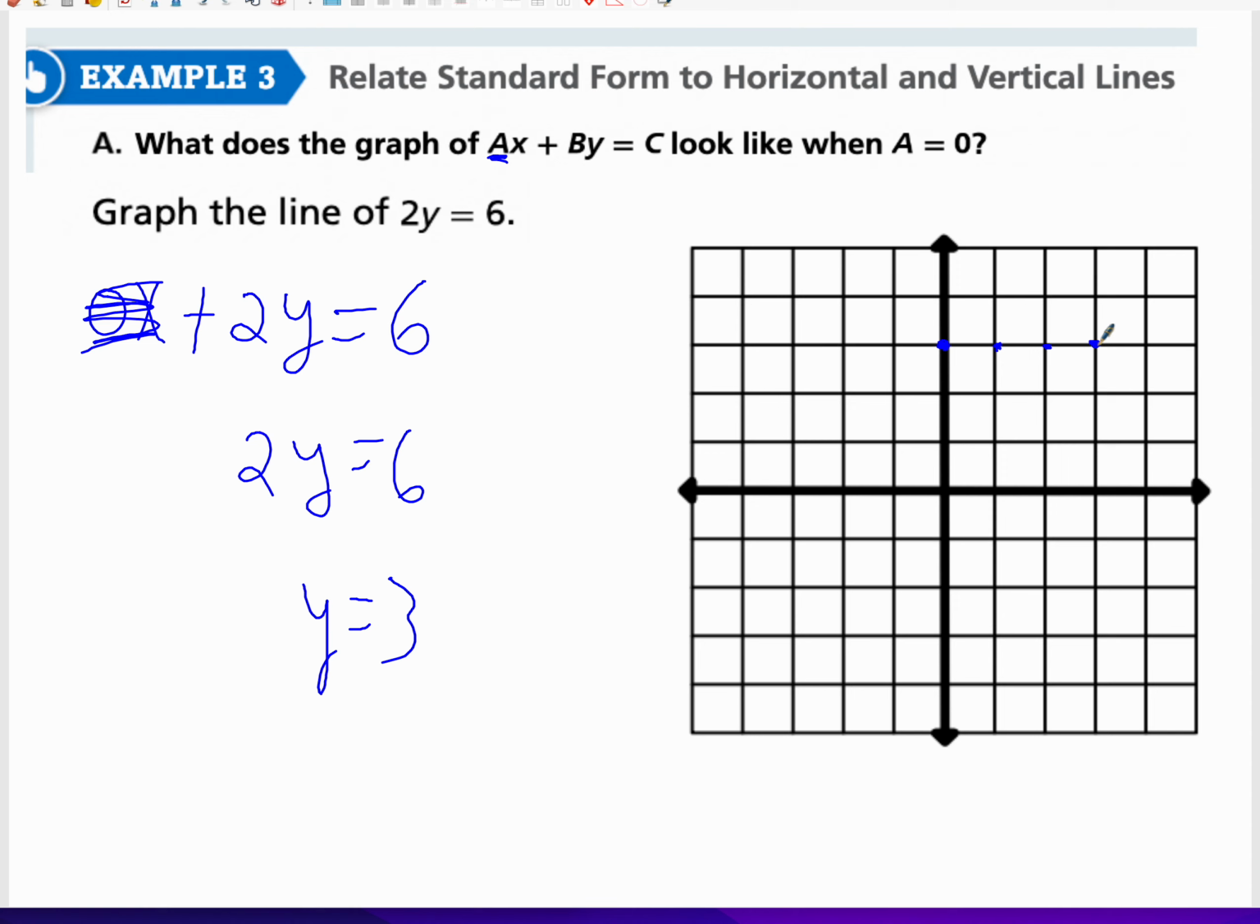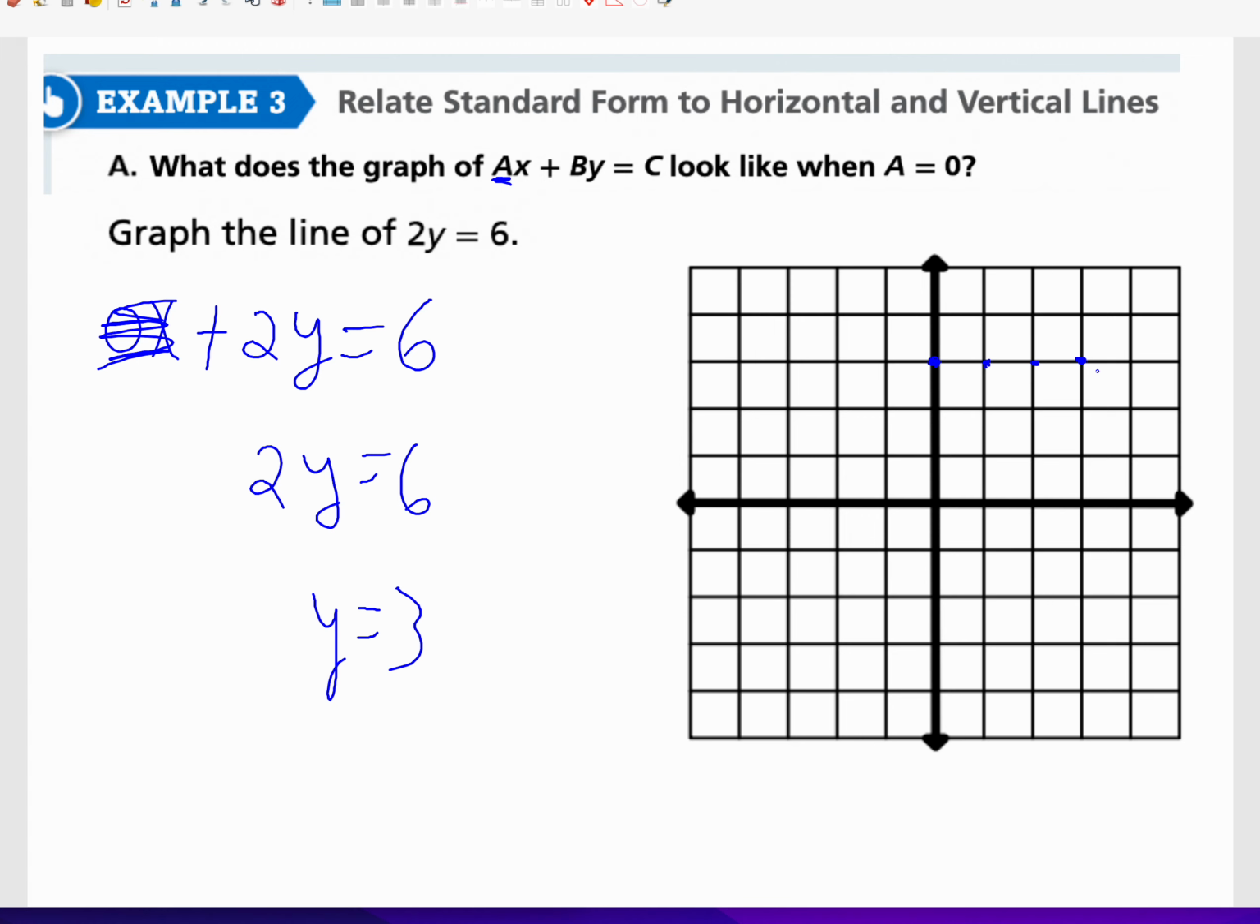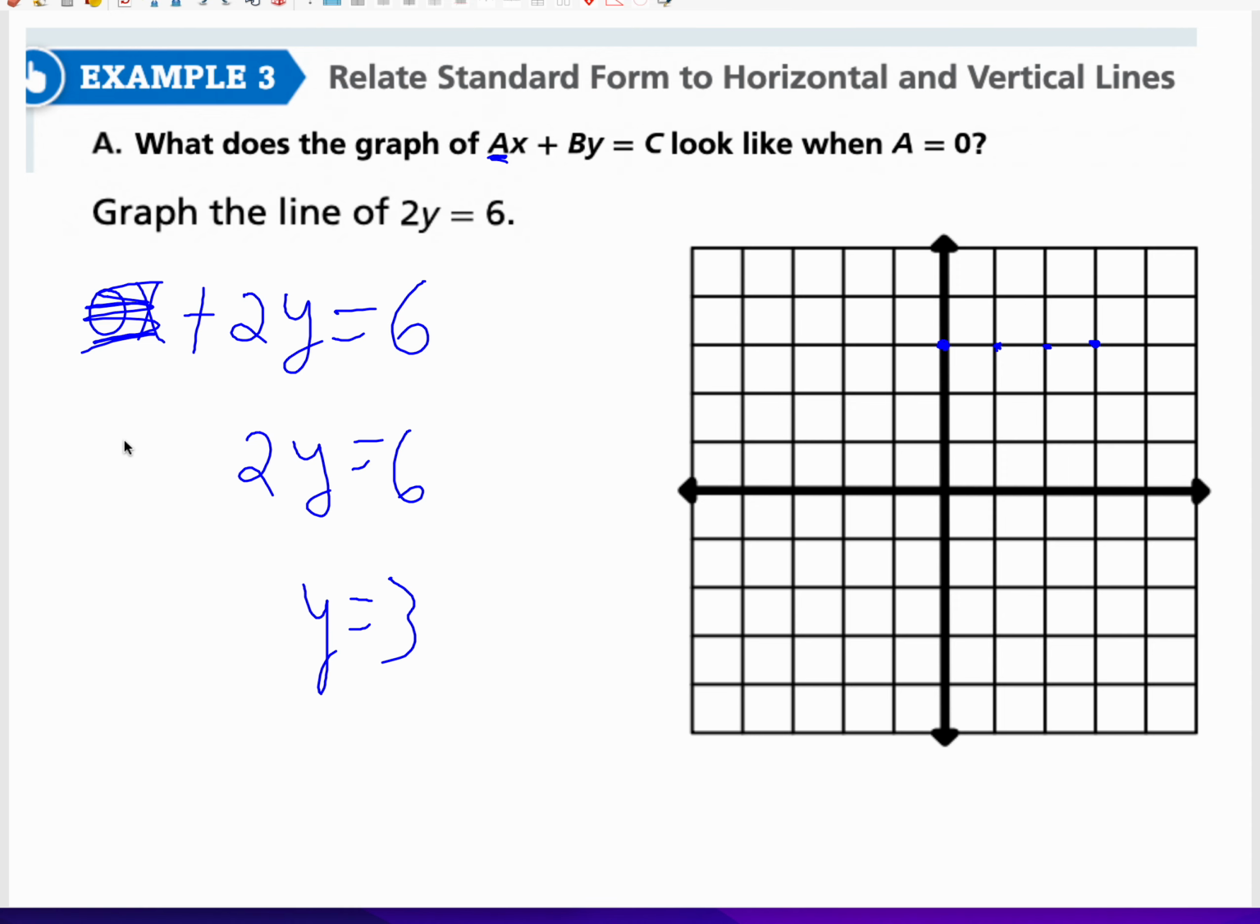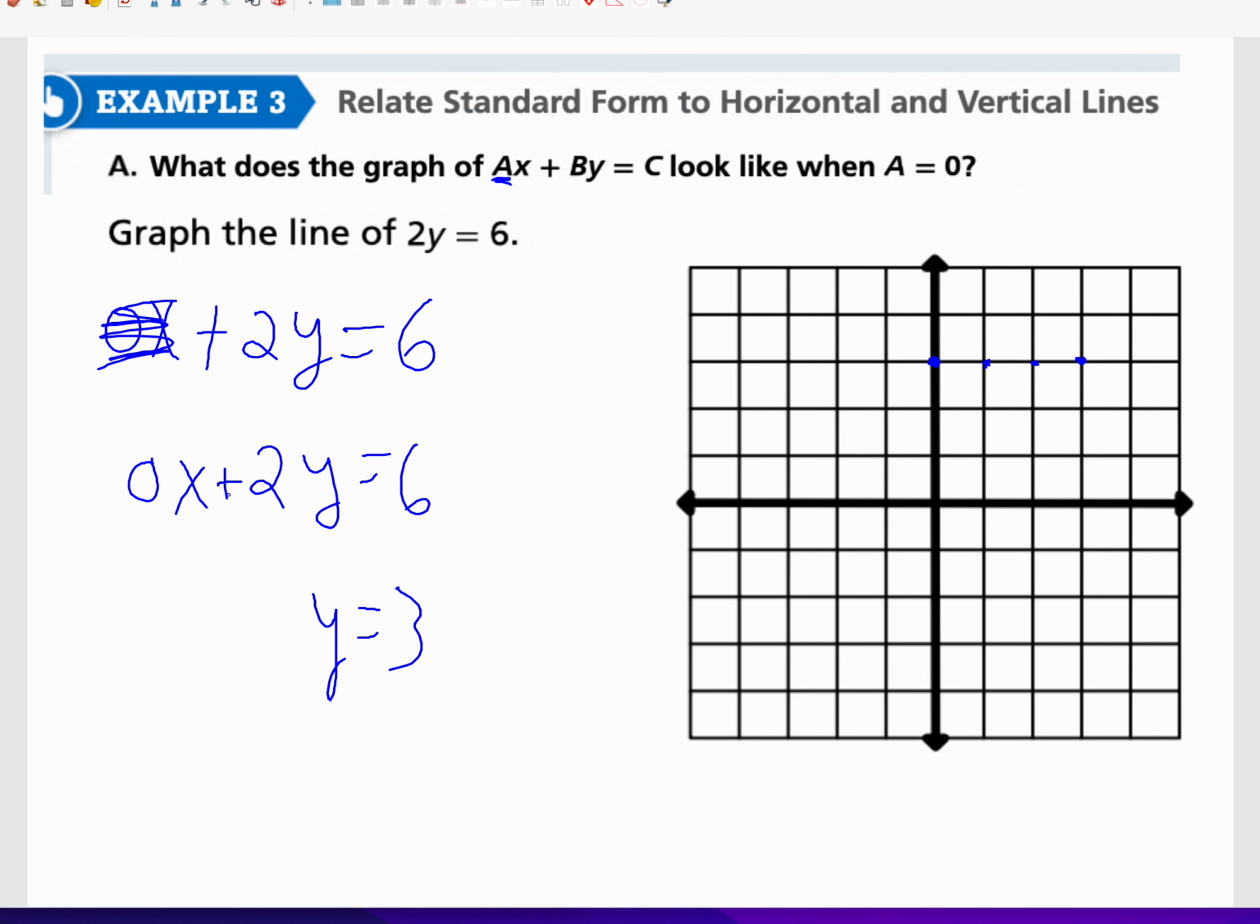X can be whatever we want it to be. We could always have the 0x at the front, and I could make x 1 or 5 or 10 or 1 billion, and it wouldn't matter, because all that matters is that my y value has to be 3. And so what that ends up looking like on your graph is this. X can be anything, y has to be 3. It's a horizontal line. That is a 0 slope line, yes.